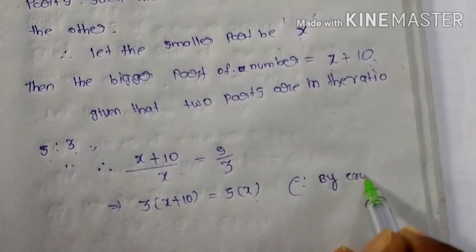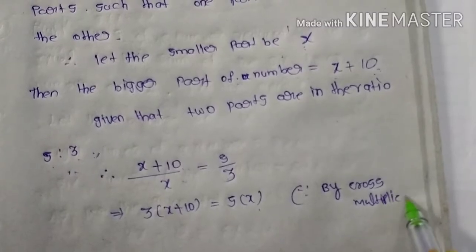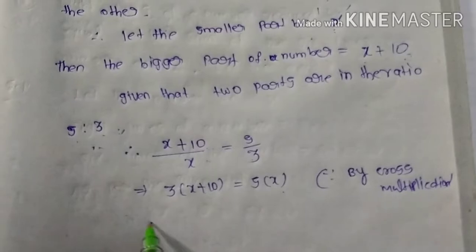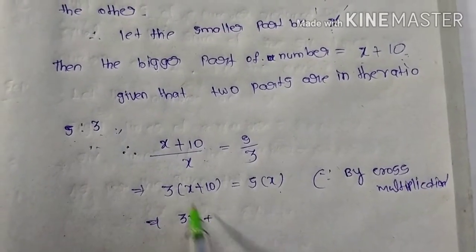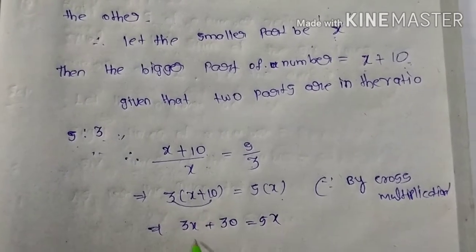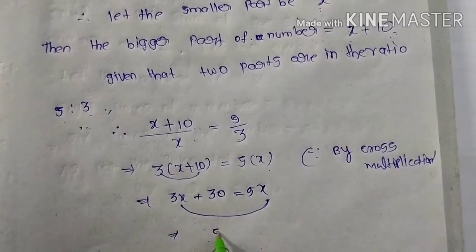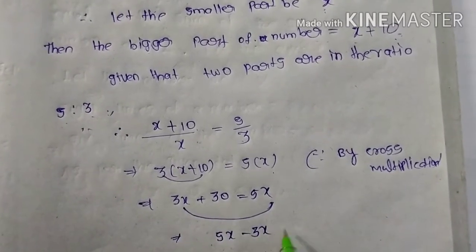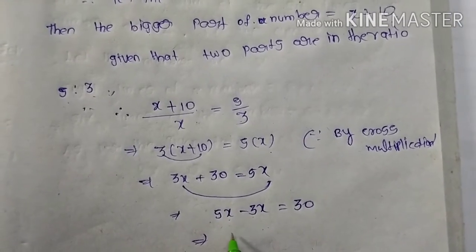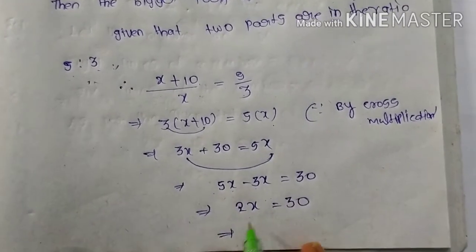By cross multiplication, which you have studied previously. Now 3 into x is 3x. Next, 3 into 10 is 30, which is equal to 5x. Now you can transpose 3x to the RHS. That means 5x minus 3x is equal to 30. Simplifying, 5x minus 3x is 2x. So 2x is equal to 30.